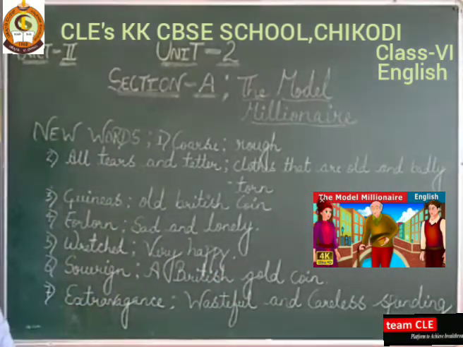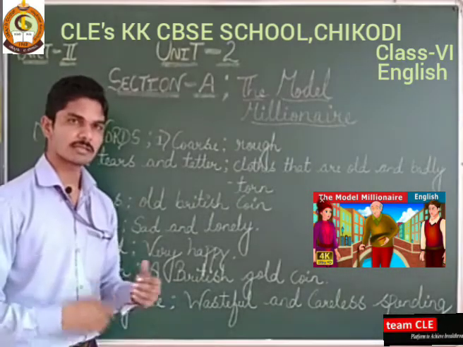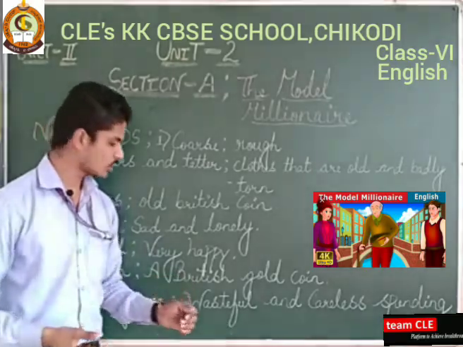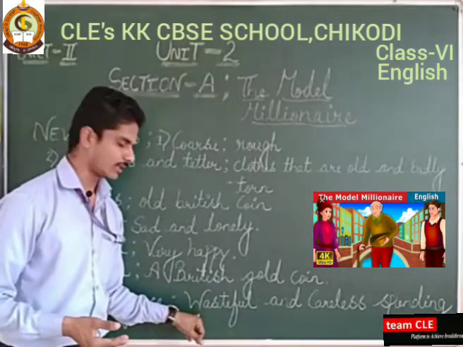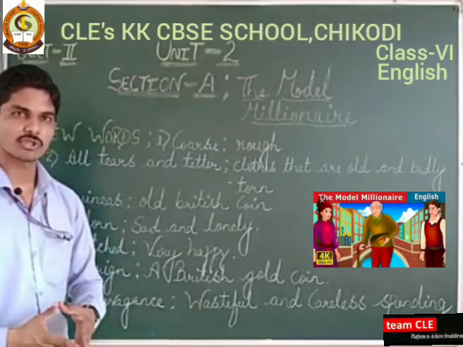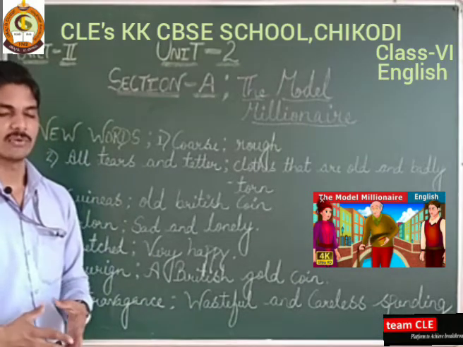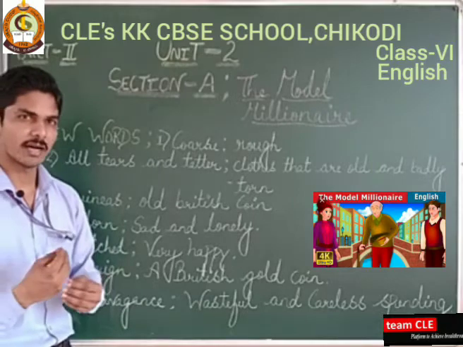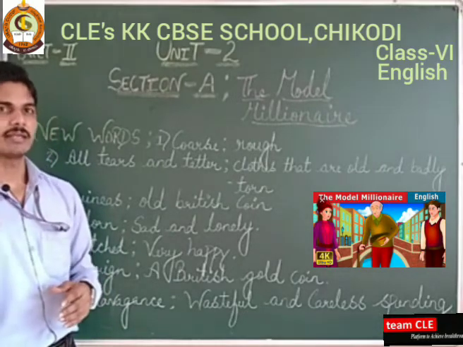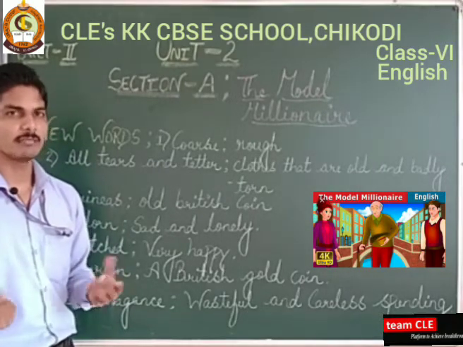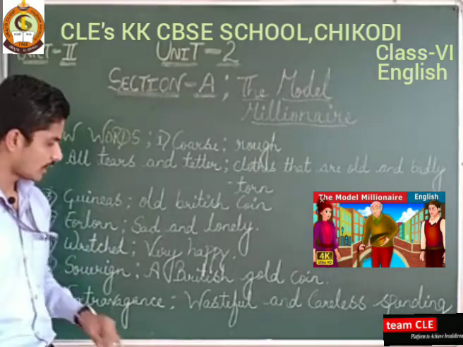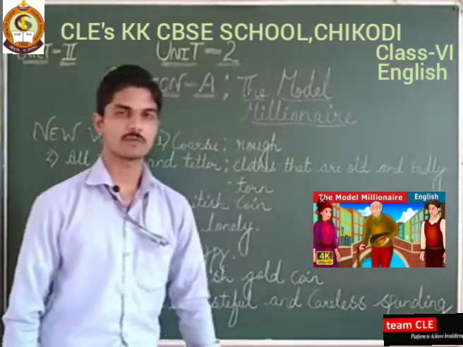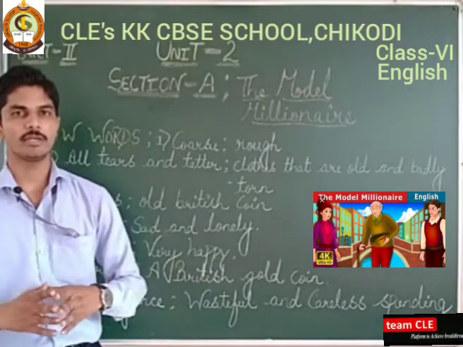Then extravagant means a person who is wasting money on unnecessary things. So who is the extravagant person here in the story? Yes, Hoogie, the hero of the story. By whom is he called that for his unnecessary spending? By his girlfriend, and her name is Laura. So extravagance is wasteful and careless spending, and that is Hoogie, the hero of the lesson.